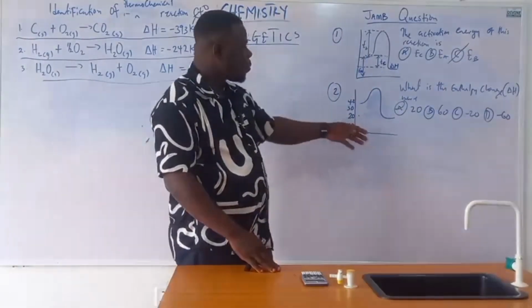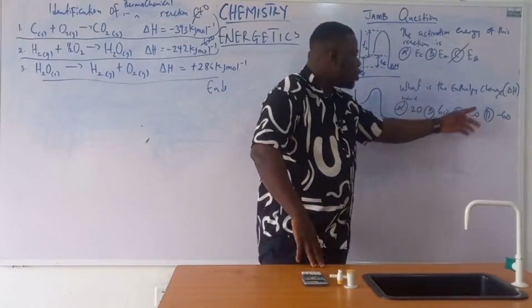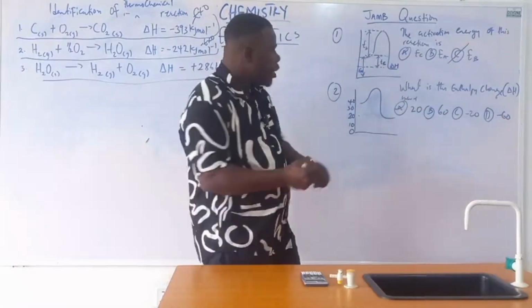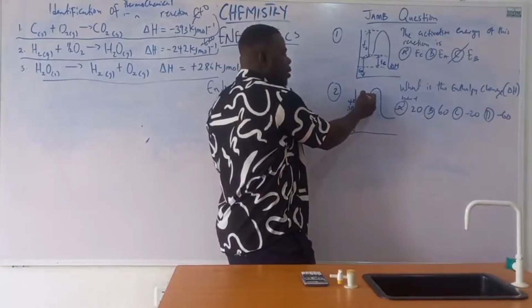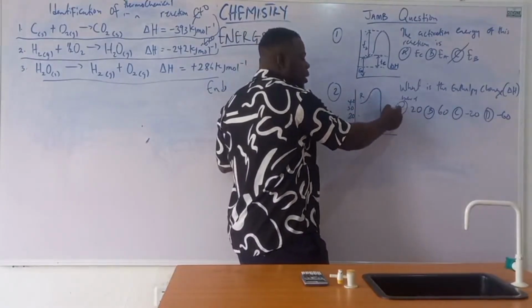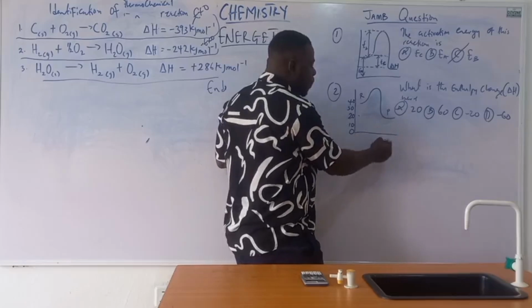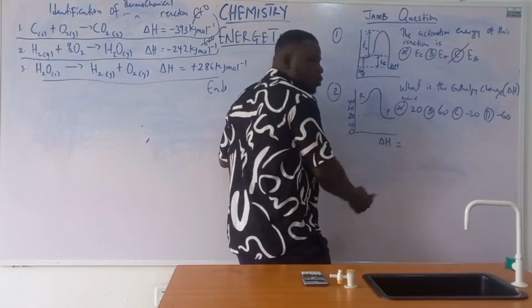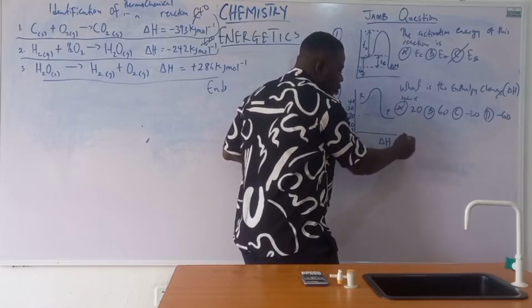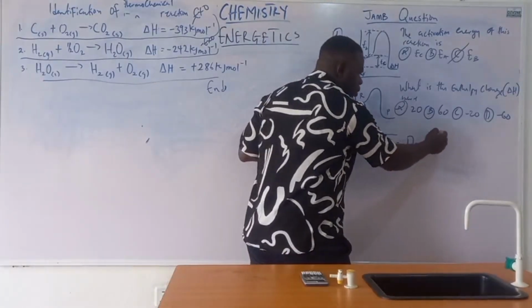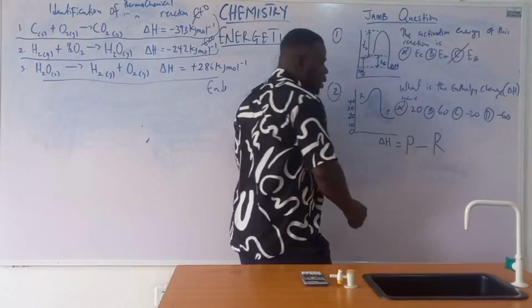Moving forward, they ask, what is the enthalpy change here? Remember, the left hand side is always the reactant, the right hand side is the product, and we know that enthalpy change, which is delta H, is equal to the sum of the products minus the sum of the reactants.